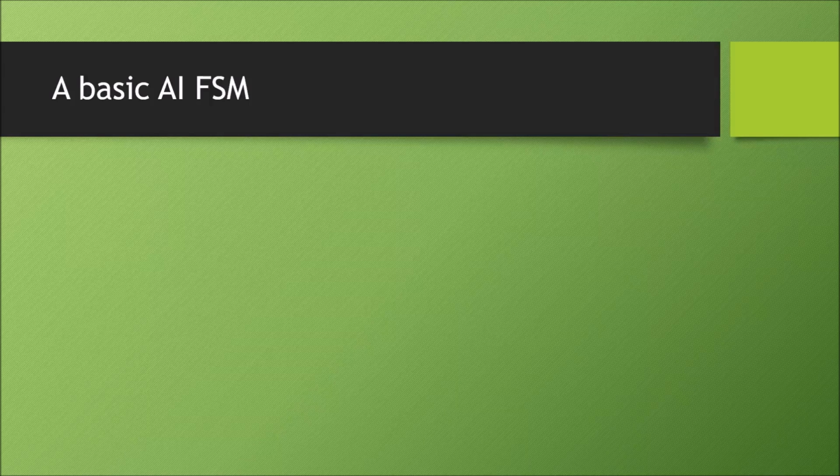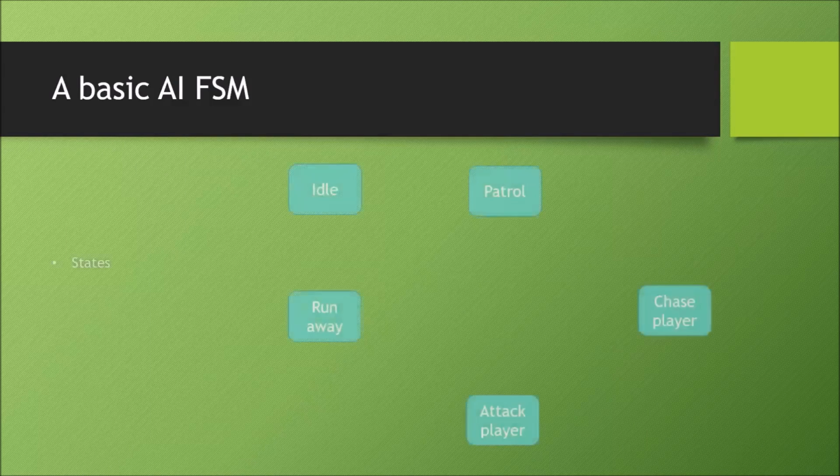So here is a basic AI finite state machine. First of all, it's made out of states. So we have an idle state where the AI won't be doing anything, a patrol state where it'll be moving from point A to point B and point B to point A, for example. We have a chase player state, which, as its name indicates, will be chasing the player. And then an attacking state and a running away state.